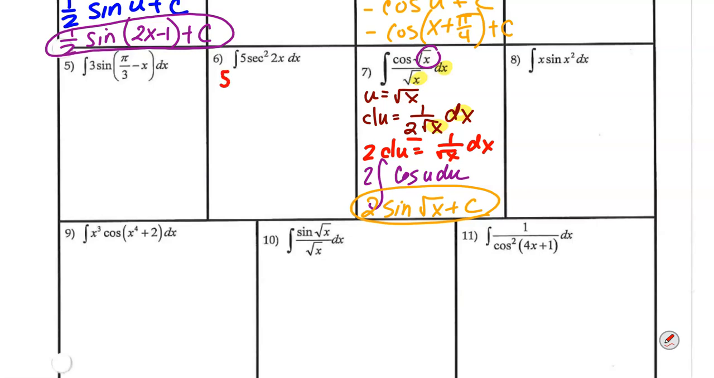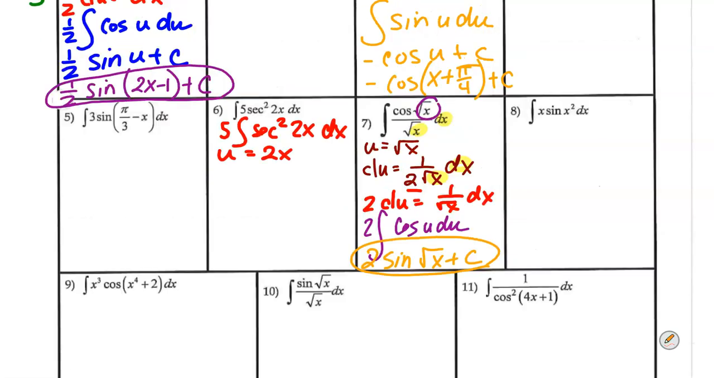The first thing I'm going to do is pull out the 5. You don't have to do that initially, but I always suggest, like for question number 5 now, pull out that 3. You don't need to do it, but I like to do it because I just want to stick with what I know right here. So first thing I'm going to do here is, okay, well, let's make u equal to 2x. Because again, that's the theta of our problem.